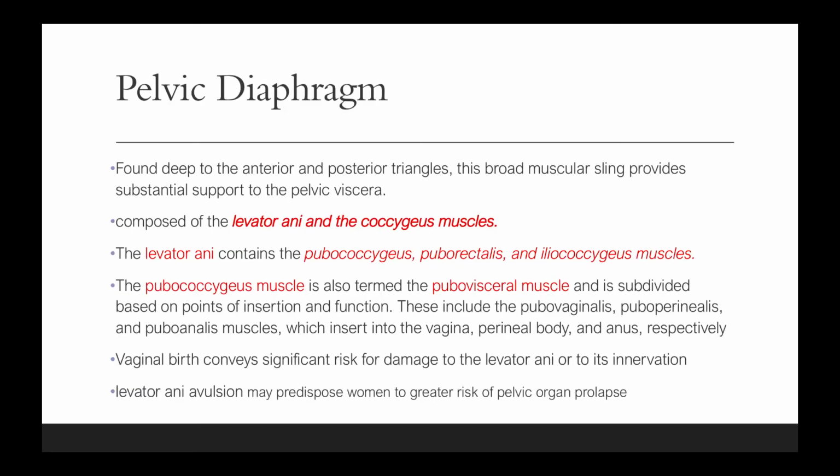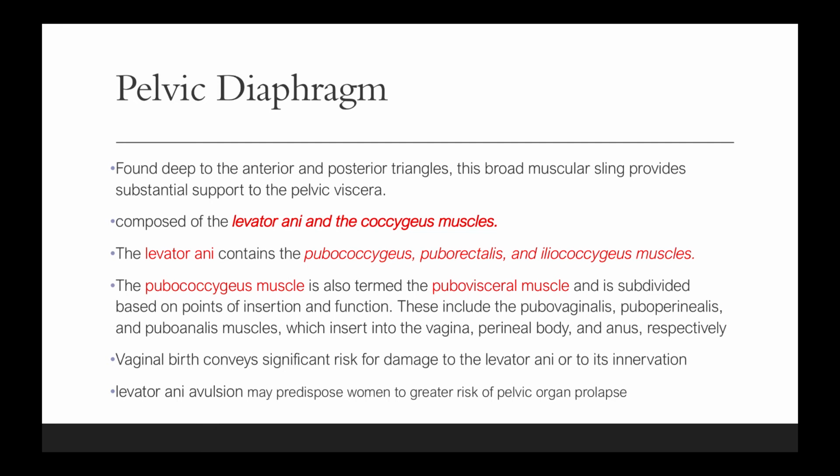Now we have the pelvic diaphragm. This is found deep to the anterior and posterior triangles, and this broad muscular sling provides substantial support to the pelvic viscera. And this is composed of the levator ani and the coccygeus muscles. The levator ani contains the pubococcygeus, puborectalis, and iliococcygeus muscles. The pubococcygeus muscle is also termed the pubovisceral muscle and is subdivided based on points of insertion and function. Now, this includes the pubovaginalis, puboperinealis, and puboanalis muscles, which insert into the vagina, perineal body, and anus, respectively.